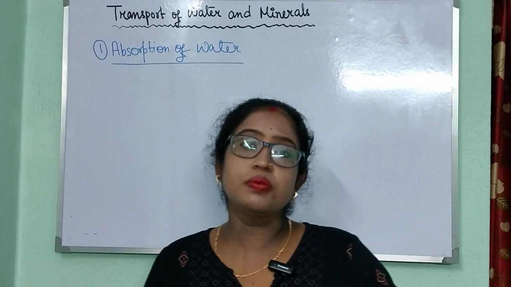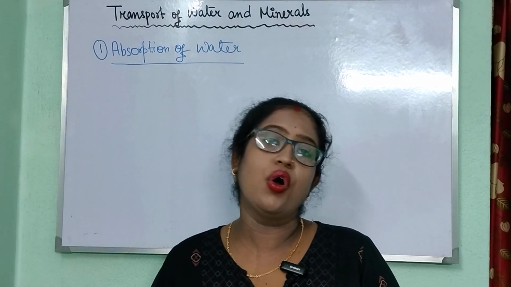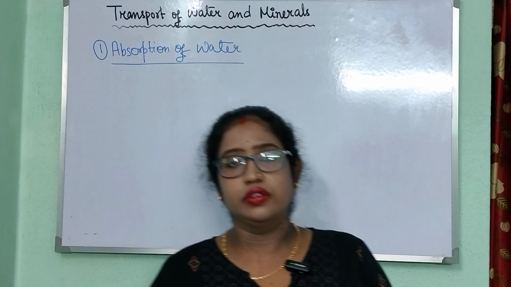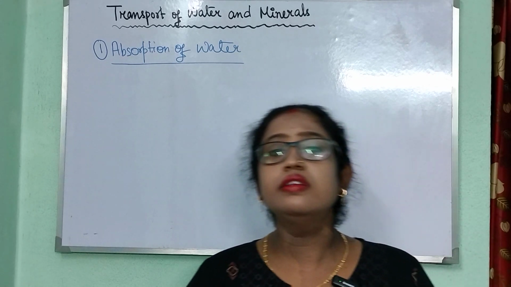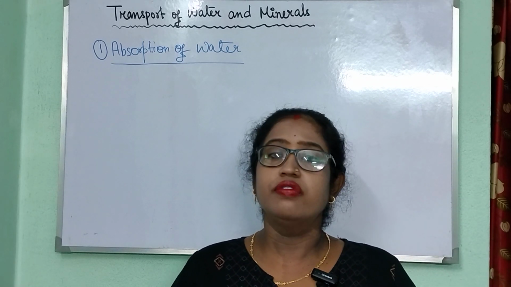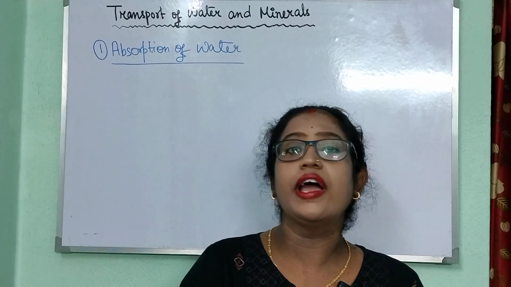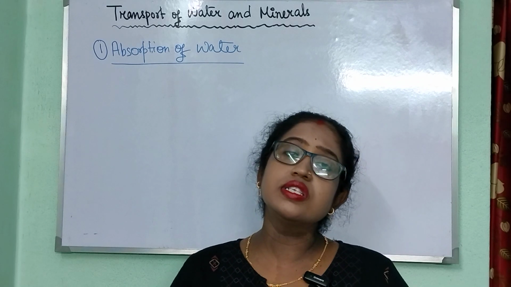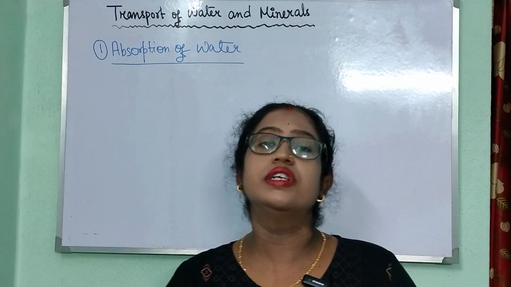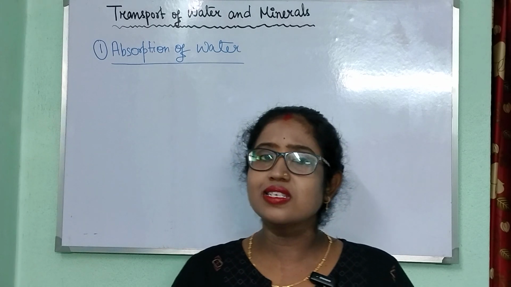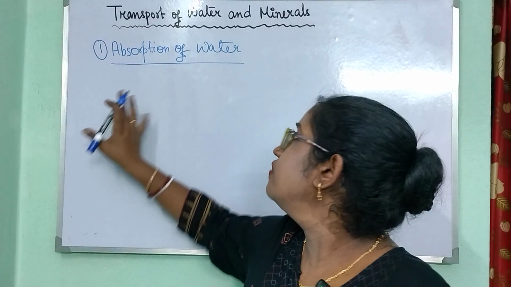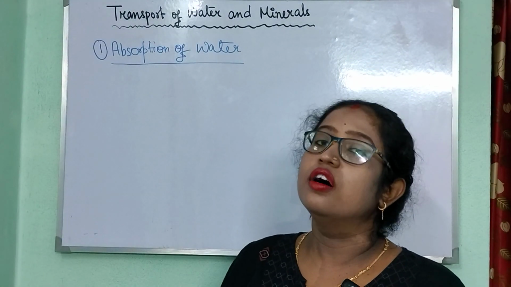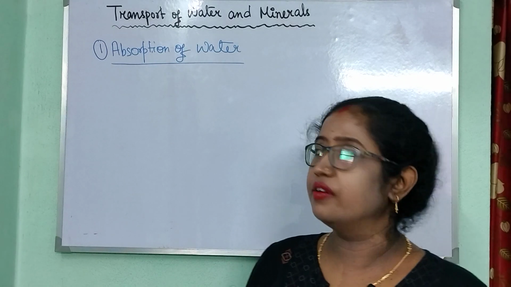Actually, the transportation of water in plants includes three main major events. First one is absorption of water and minerals, second one is ascent of sap, and third one is transpiration. So let us discuss these topics one by one. First we discuss the absorption of water, then we discuss the absorption of minerals.